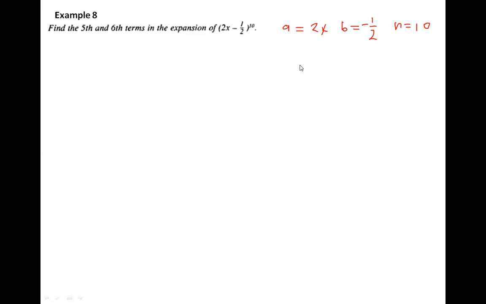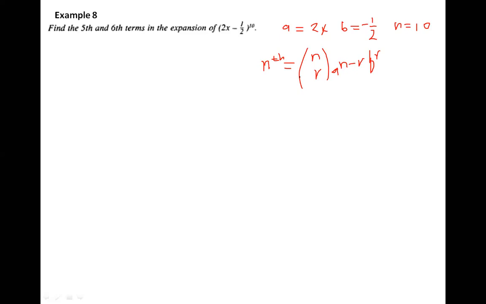Yes, you can now write the formula. When you are finding the nth term, I'll call it the nth term. In some books, they write it as the rth term. So I'll call it the nth term. You use this formula here: n choose r, then a to the power n minus r, then b to the power r. So this is how you find the nth term.